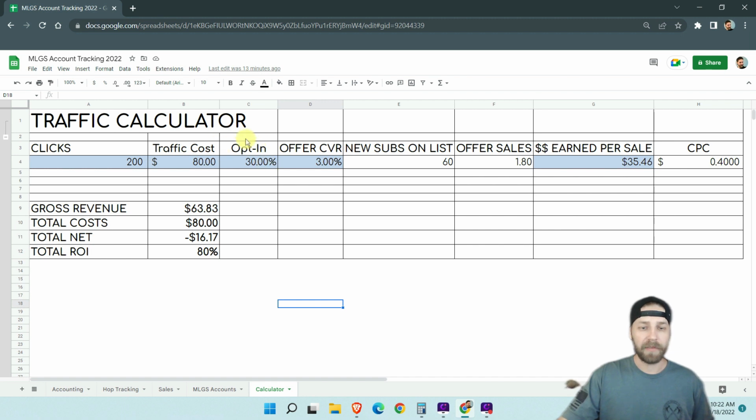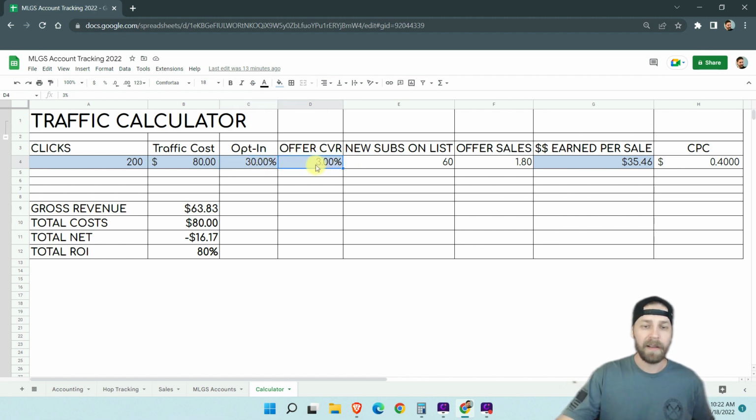And then you're going to have an opt-in percentage. The opt-in percentage is based on how many people are presented the page versus how many actually put in their information, their name and email, and became a subscriber. This is automatically calculated based on the percentage, and 30% is a pretty good percentage if you have a good offer or capture page.